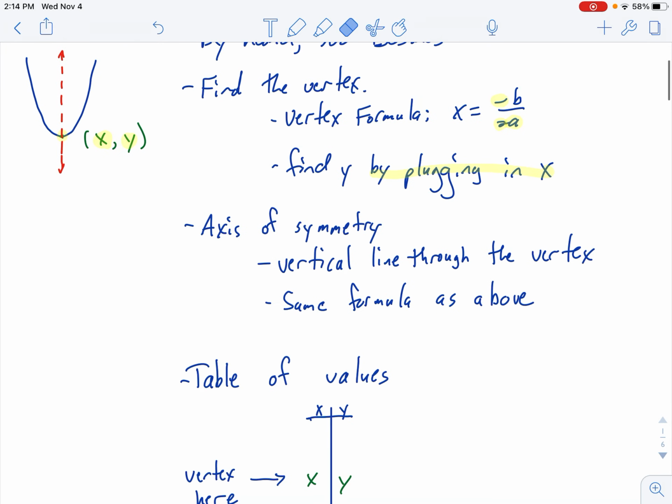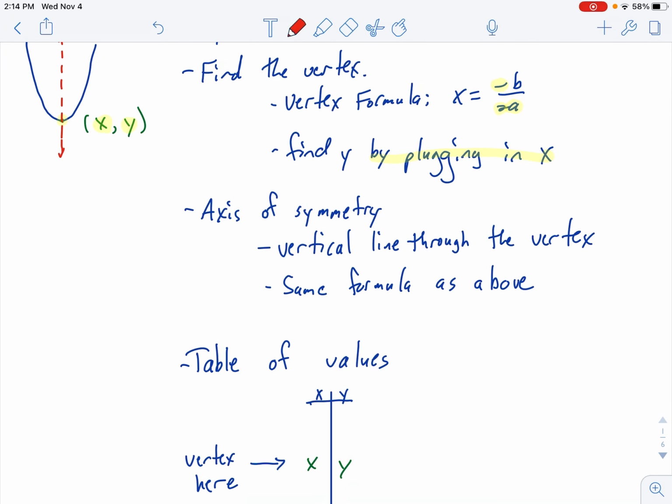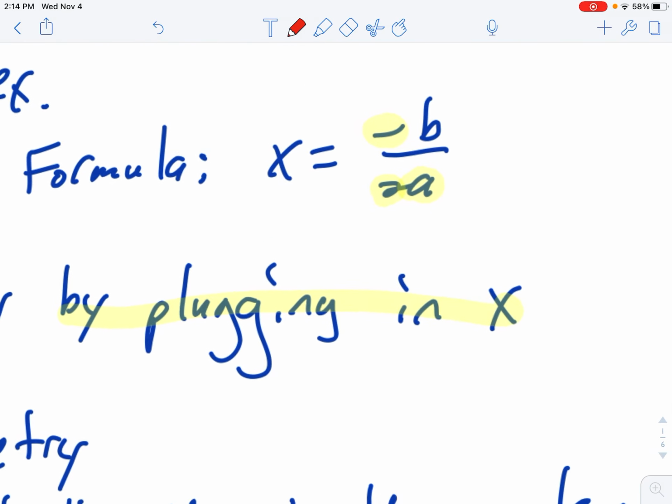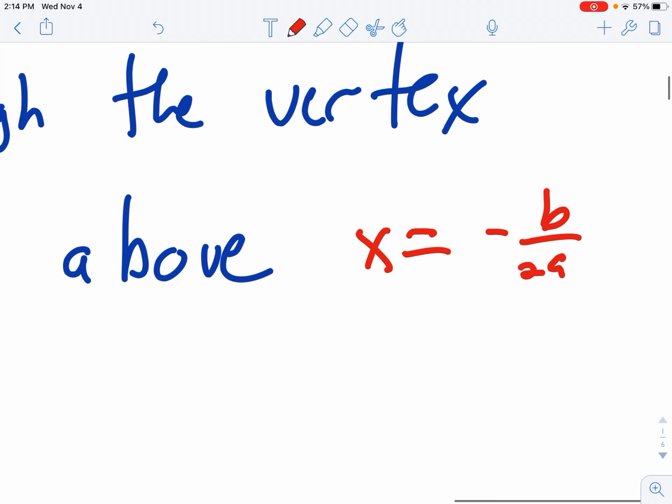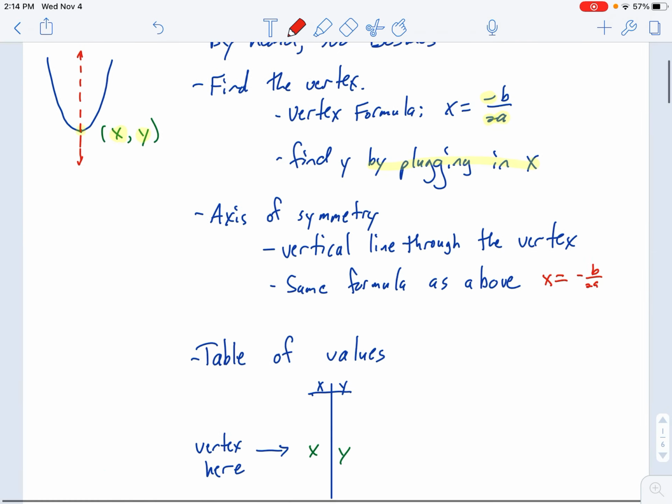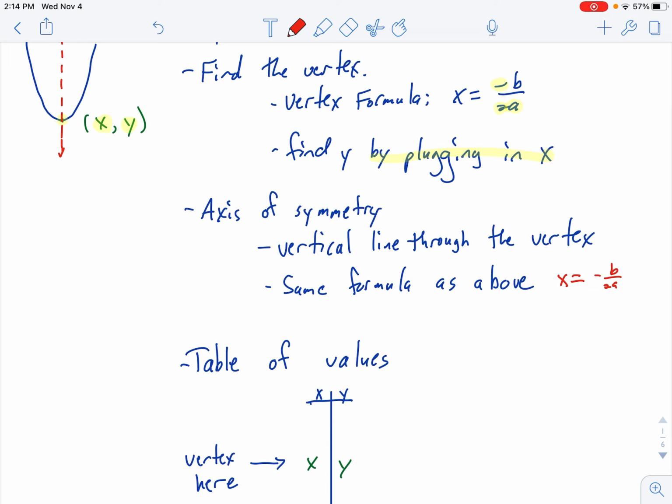The good news is use the same formula as above. Remember, vertical lines always have the form x equals and then some number. There's no y, there's just an x. Well, what's the number? The number is negative b over 2a. Use the same formula from up there. Now I wrote that differently. Here I put the negative sign up on top of the fraction bar with the b. Here I put it in front of the fraction bar. You get the same answer either way, whether the negative is in one place or the other.